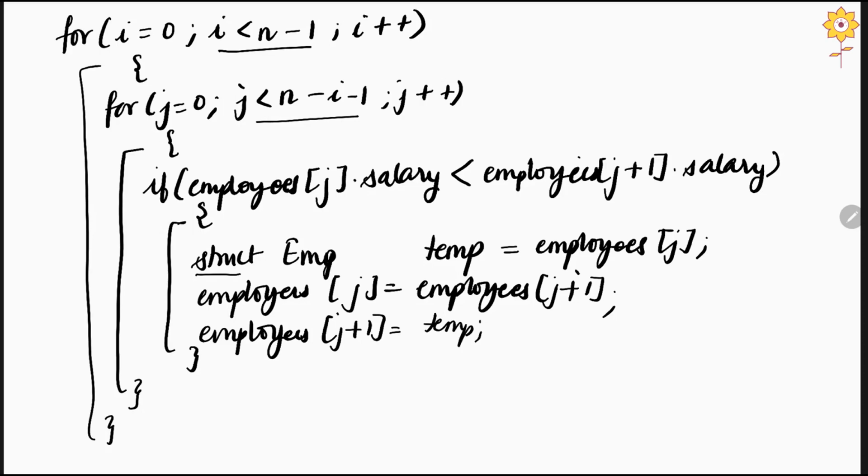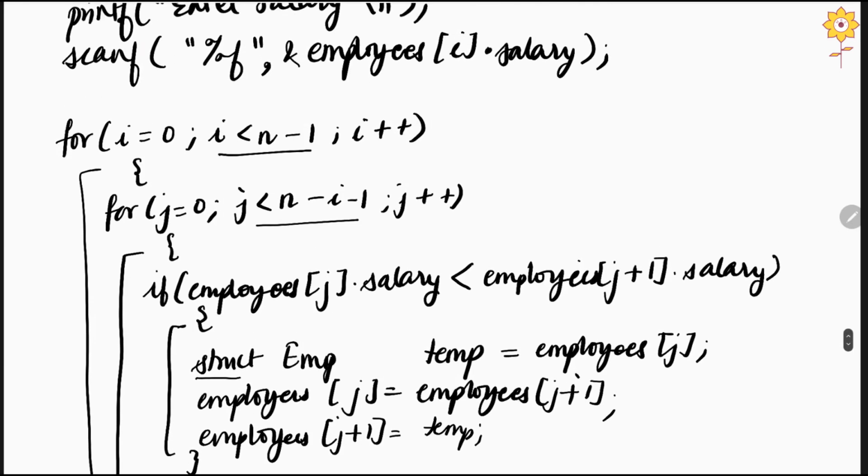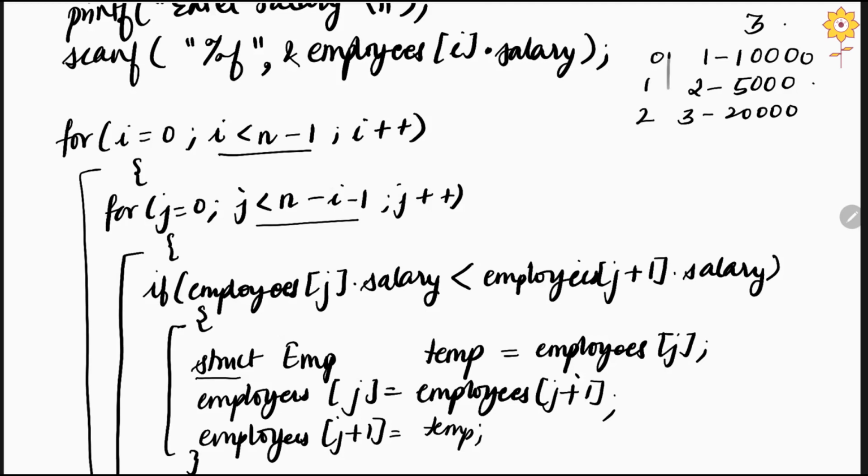Now, let me explain what exactly this for loop is doing. For example, if we have 3 employees, the first employee is getting 10,000 rupees, the second employee is getting 5,000 rupees, and the third employee is getting 20,000 rupees. So, these are the 3 employees. This is stored inside an array, right, starting from 0th position to 3rd position, this is how the data is stored, correct.